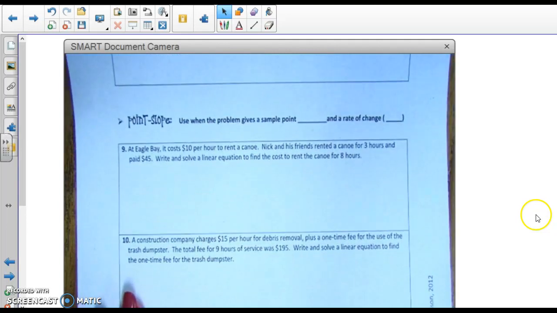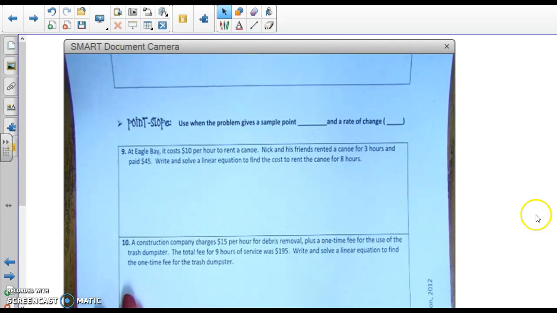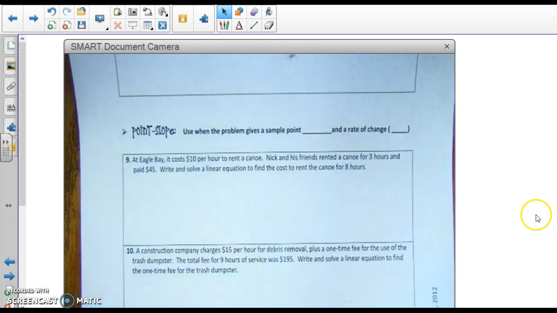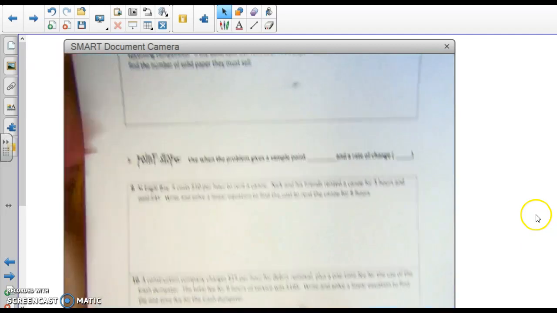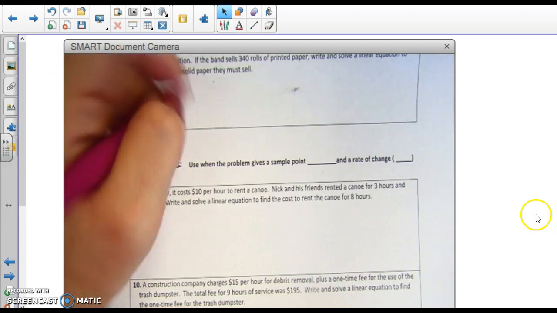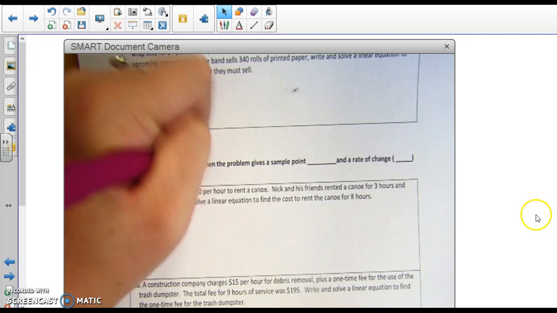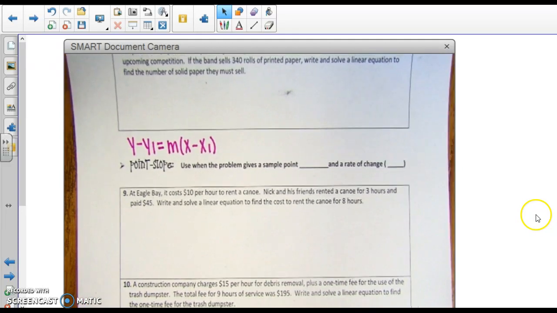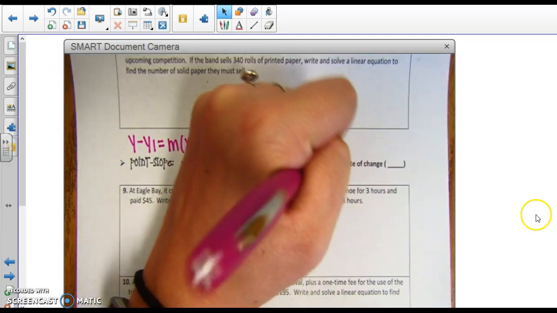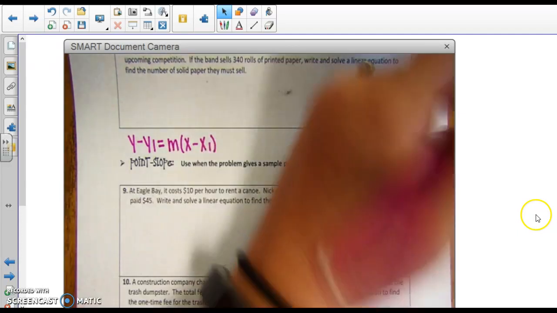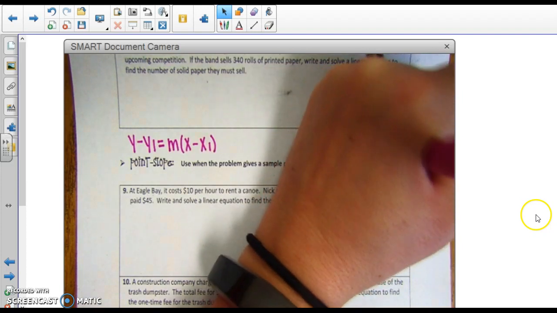So point slope. Alright, so point slope, we are going to use this when, turn the page. So point slope. We know what point slope looks like. We have y minus y1 equals m times x minus x1. Okay? So we're going to use this when we are given a sample point, so we're going to use xy. And then also when we're given a rate of change. Again, rate of change, another word for slope.